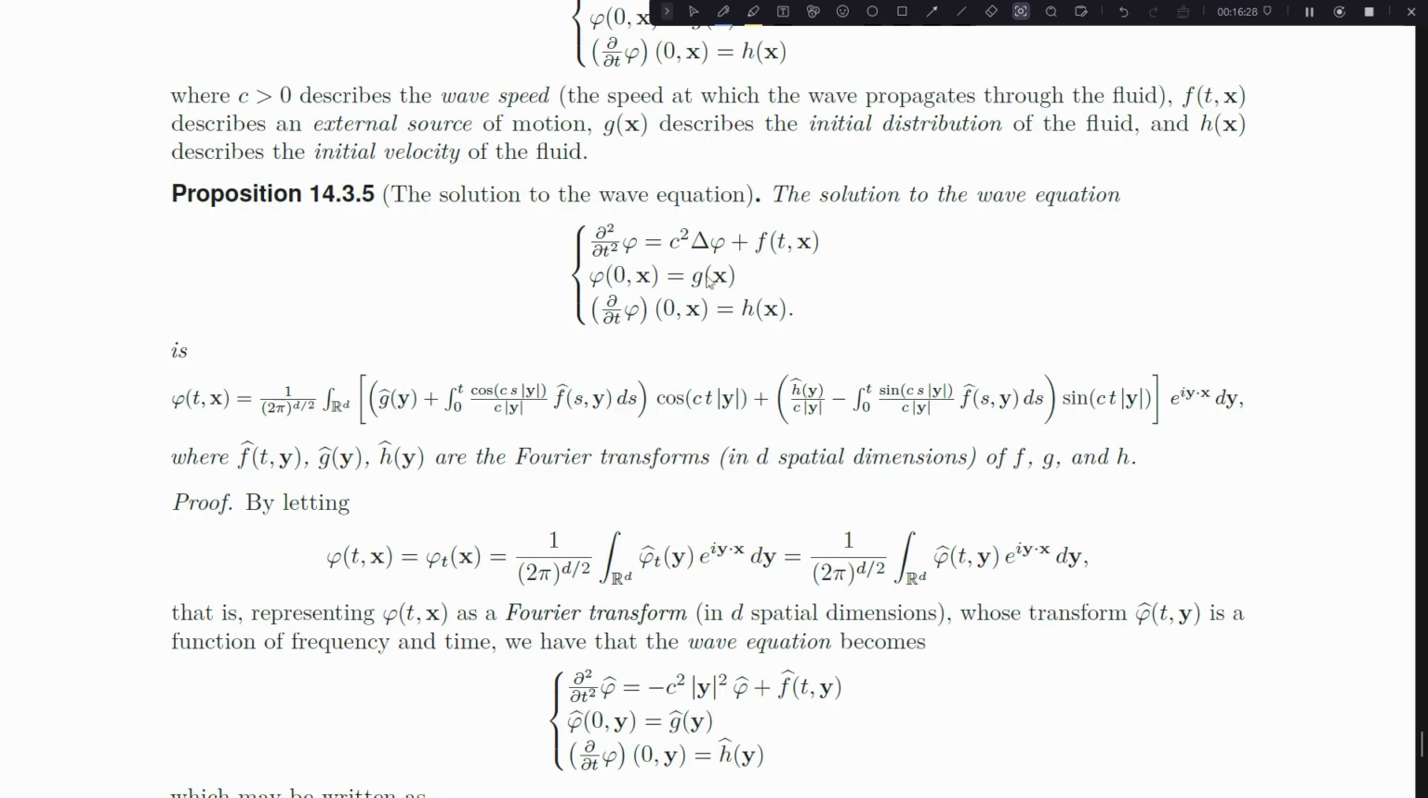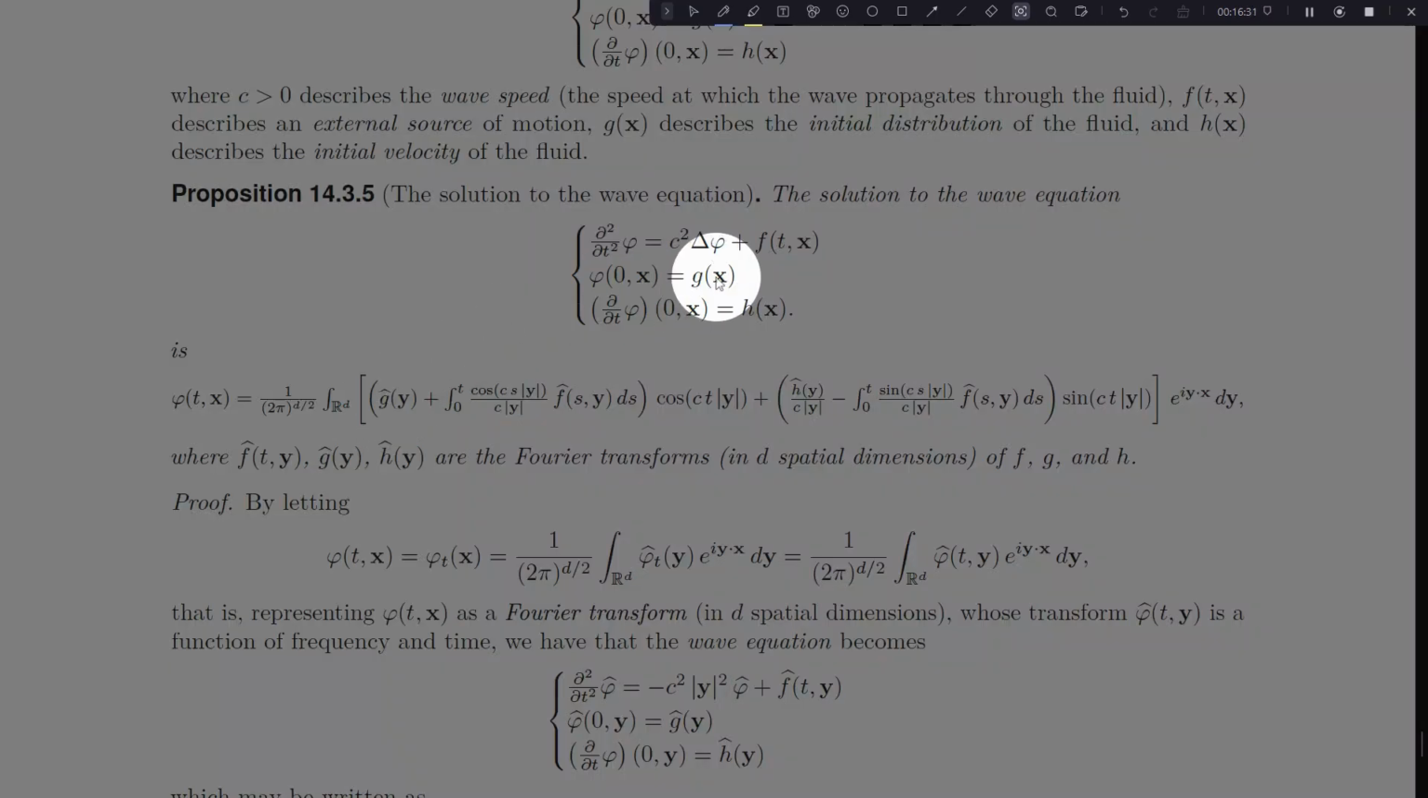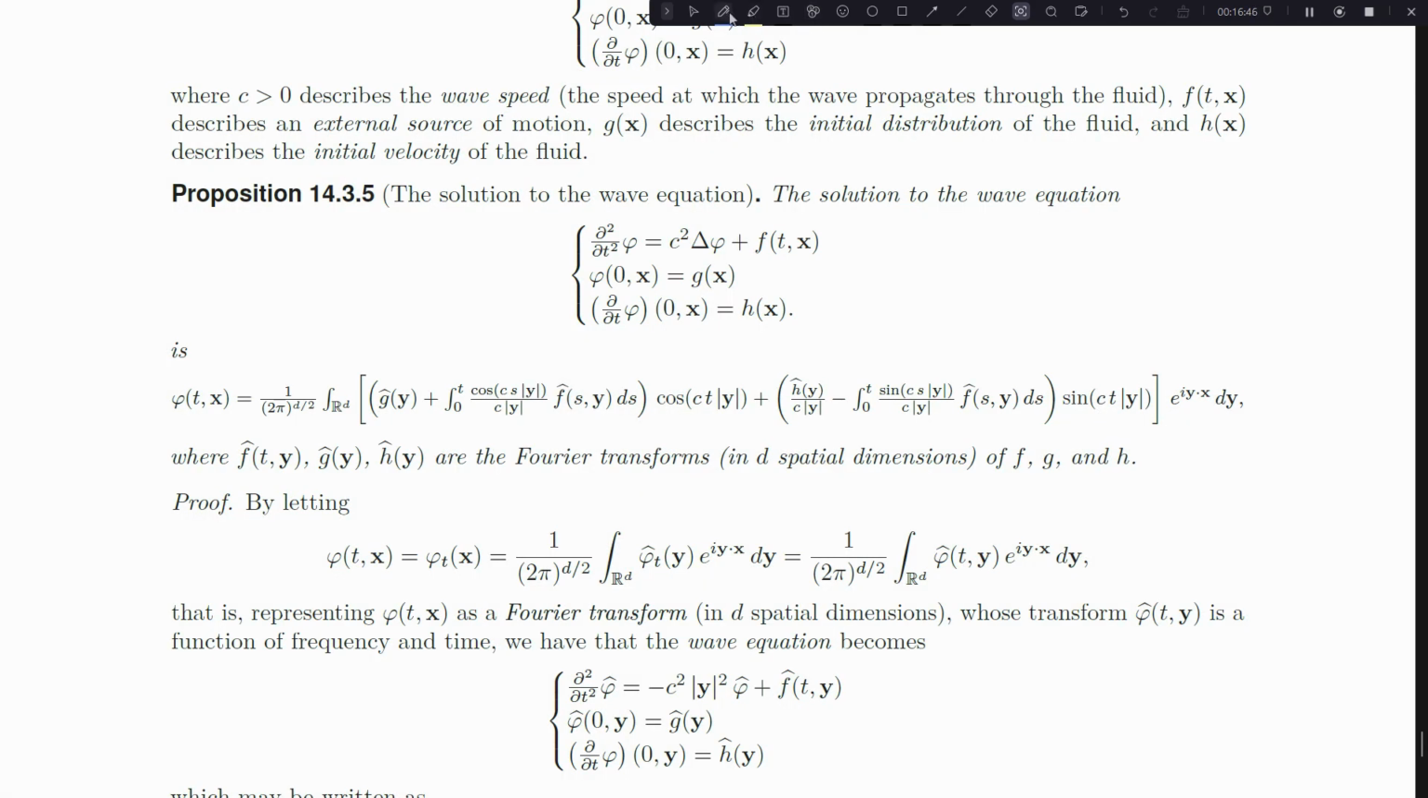The inverse Fourier transform of the Fourier transform of g against cosine in y. And then the Fourier transform of h over the norm of y against sine c t y. And then I have this interesting behavior for the forcing f, where once again you can start to see this might arise out of Duhamel's, where I also have some cosines and sines on the Fourier transform of f.